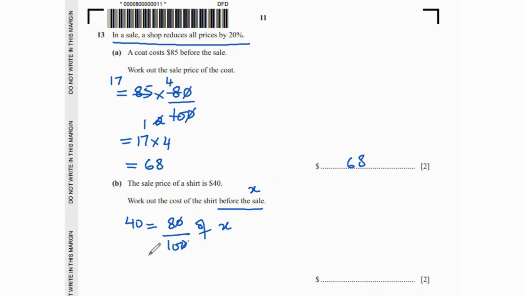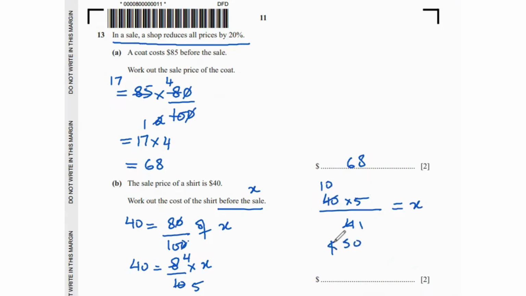So again, zeros get cancelled out. 40 equals 8 over 10 times X. 8 and 10 also come in the same times table, so that's going to be 4, that's 5. Cross multiply: 40 times 5 divided by 4 equals X. 4 ones are 4 and this becomes 10. 5 times 10 is 50. So $50 is the price of the shirt before the sale.